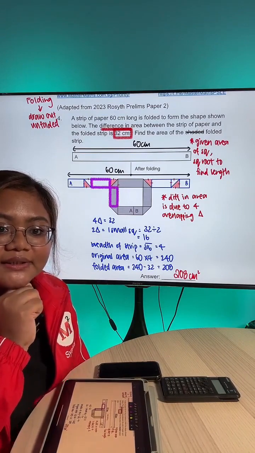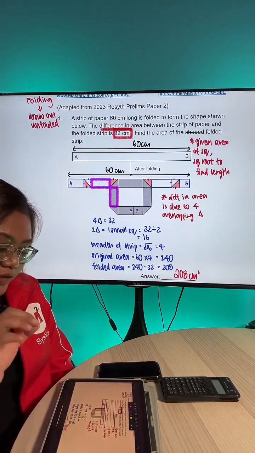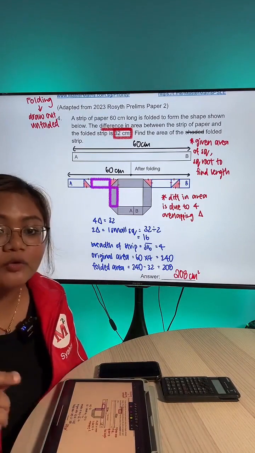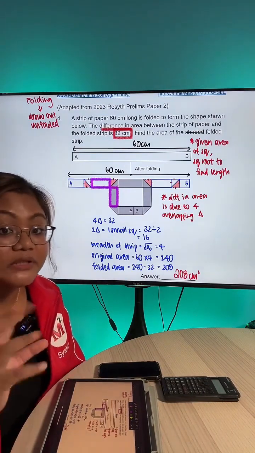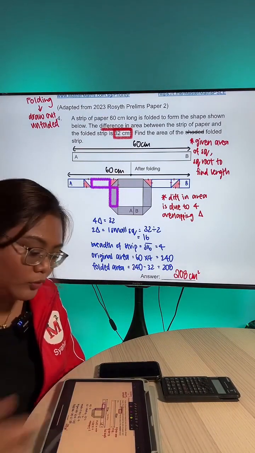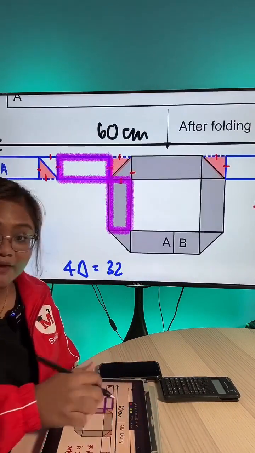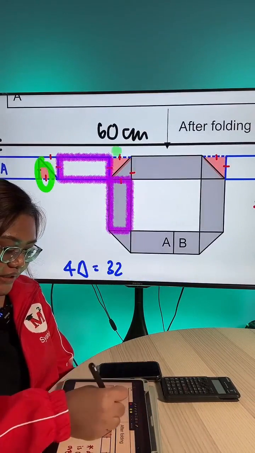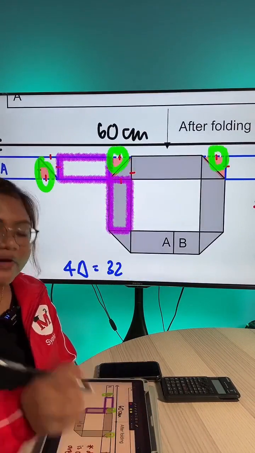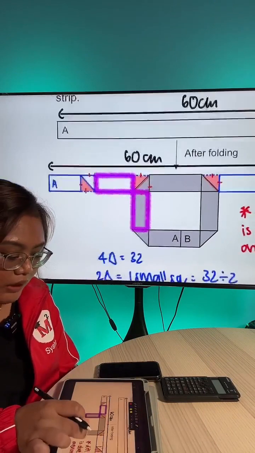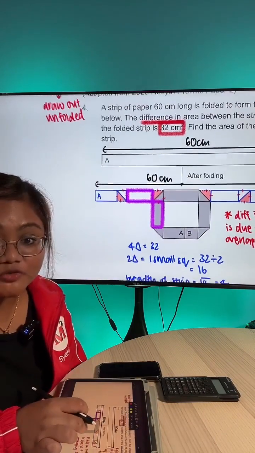Alright. Now, why do we subtract in the last step instead of add? We are only told the difference. We don't know whether it's bigger or smaller. Well, actually, we do know. When we unfold, we have parts of these that are missing. Okay, so the folded area must be smaller than the original strip.